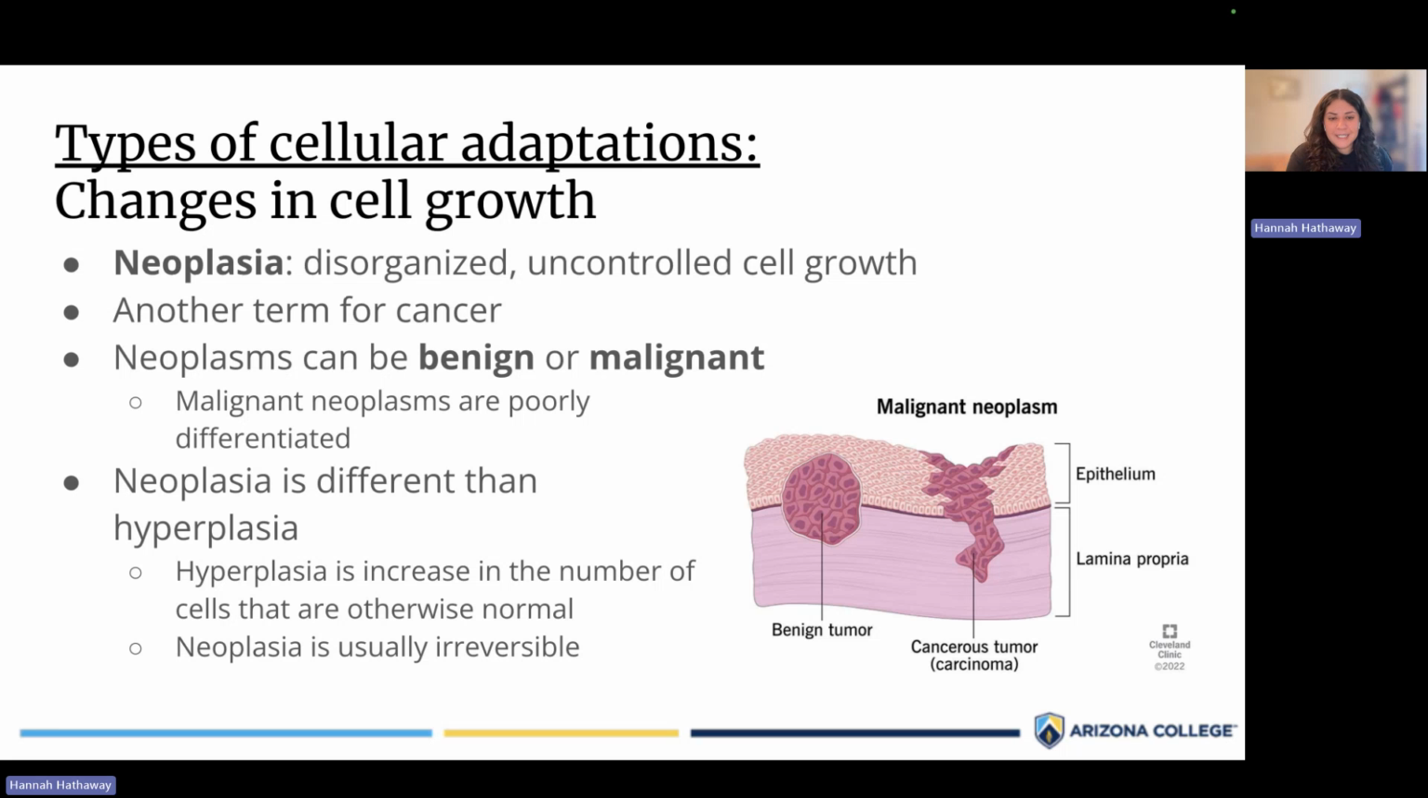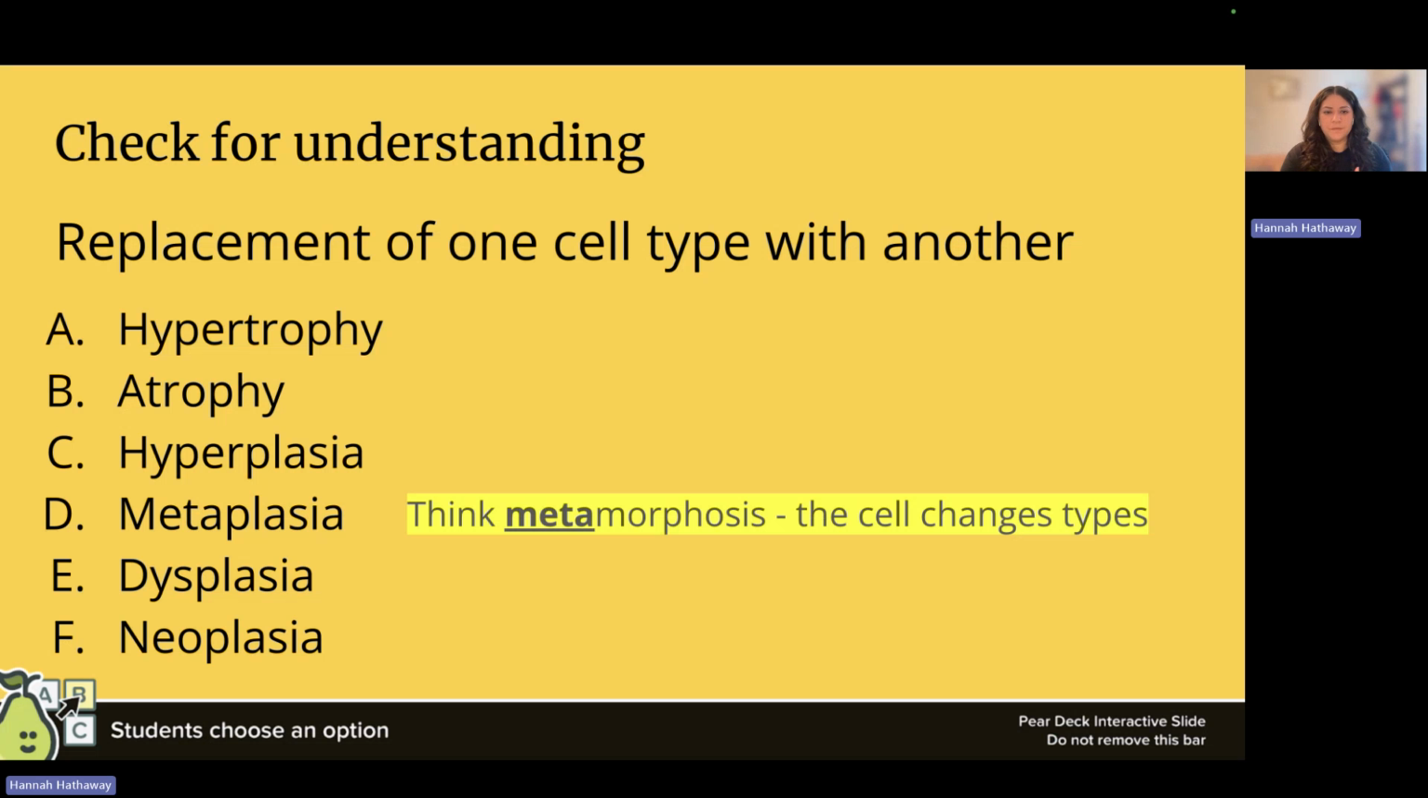Another thing to notice is that neoplasia is usually irreversible, meaning that change is never going to go backwards and become a non-cancerous cell. Whereas it is possible if you have hyperplasia that your body can reduce some of those cells and it would kind of resolve on its own. Okay. So those are all different vocab terms for different types of cellular adaptations. Once again, understanding these types of cellular adaptations is important because this is sort of the foundation for understanding different diseases and disorders. So let's do a check for understanding.